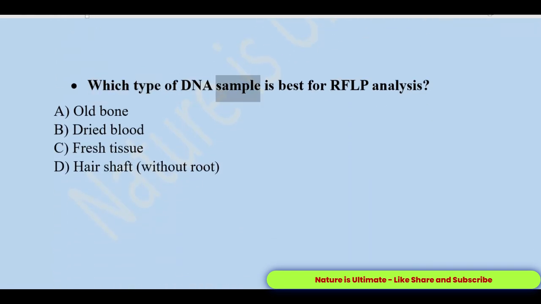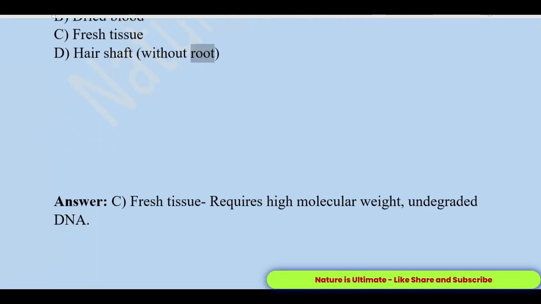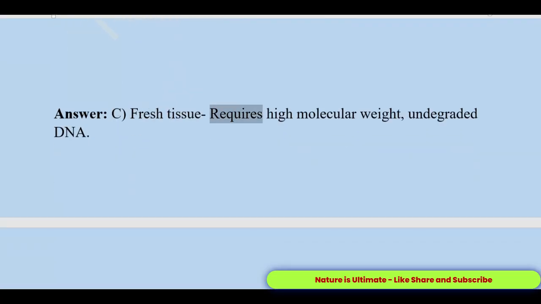Which type of DNA sample is best for RFLP analysis? A. Old bone, B. Dried blood, C. Fresh tissue, D. Hair shaft without root. Answer: C. Fresh tissue requires high molecular weight, undegraded DNA.